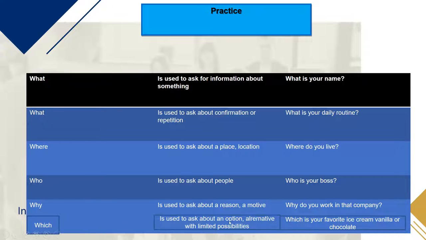Which is used to ask about an option or alternative with limited possibilities. For example, which is your favorite ice cream, vanilla or chocolate? I am giving you only two options, yes? Por eso no decimos, what is your favorite ice cream? Porque para what, cuando decimos, what is your name? ¿Cuántos nombres existen? Many, many, many, right? A lot of names, but you only have one, yes? But if I say which, it means that you have just a few options or alternatives, but with what?